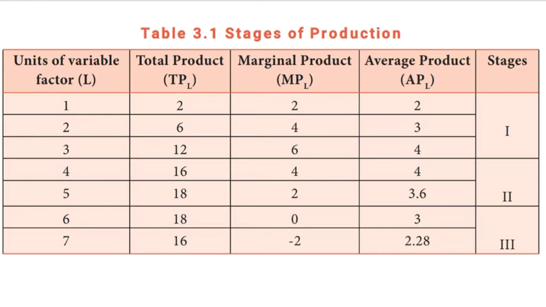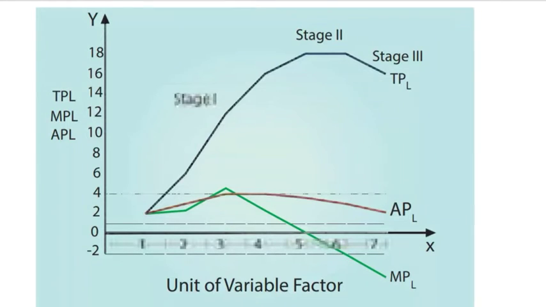Average product is always positive. While total product increases, marginal product increases up to a point and then decreases. Total product increases up to the point where the marginal product is 0. When the total product tends to diminish, marginal product becomes negative. In diagram 3.1, the number of workers is measured on the x-axis while TPL, APL and MPL are denoted on the y-axis. The diagram explains the three stages of production as given in the above table.